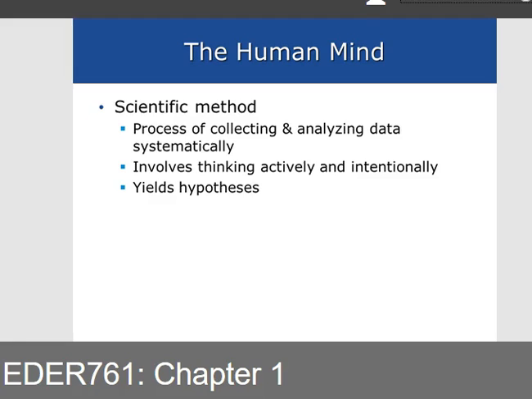The scientific method is the systematic process by which we collect and analyze data. It involves actively and intentionally thinking about all aspects of your research process, actively thinking about your hypothesis, your methodology, your measurement, which types of analyses are appropriate, which types of figures, charts would be most appropriate to display your results, your interpretation, your conclusions, and your implications for future research. So there's a lot of actively thinking about every particular process.